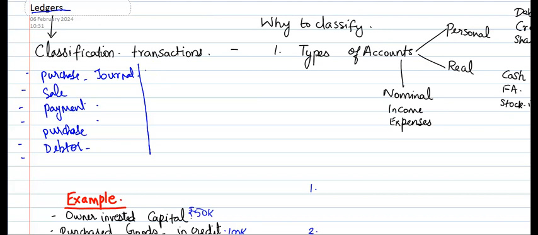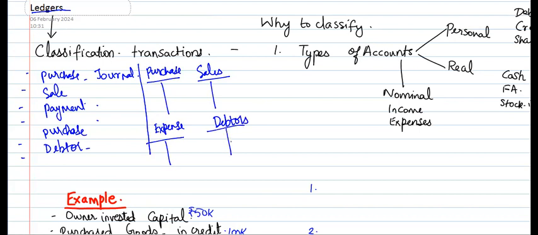For example, all transactions pertaining to purchases would be booked in a purchases ledger. All transactions pertaining to sales will be posted in a sales ledger. All transactions pertaining to a specific kind of expense, like rent, would be booked in a ledger. And whatever pertains to debtors would be posted into a debtors ledger. Similarly, ledgers are created for each category of transactions.